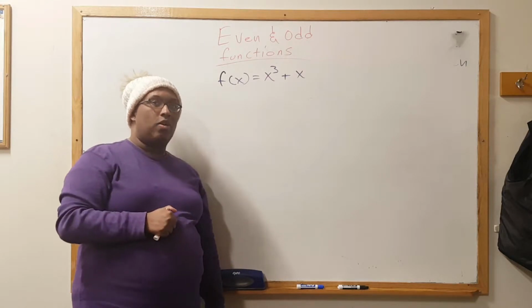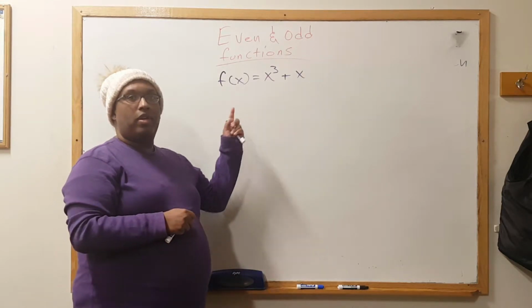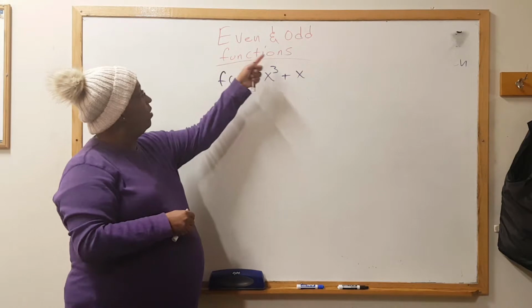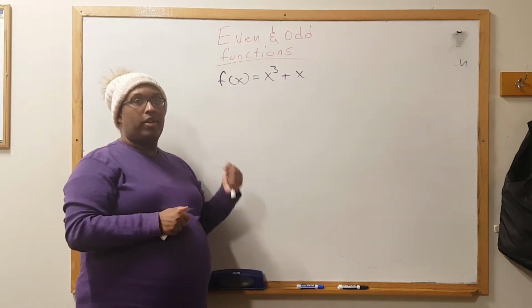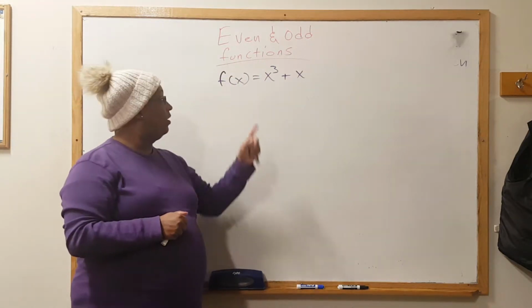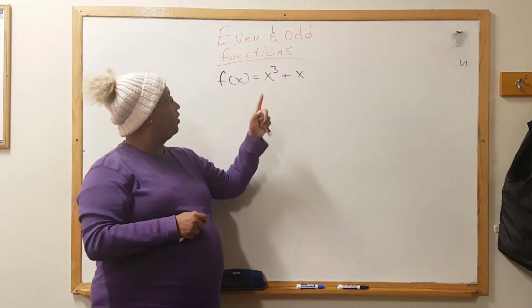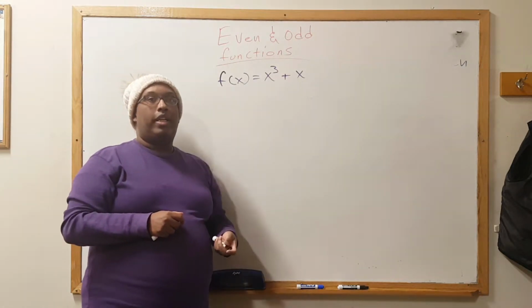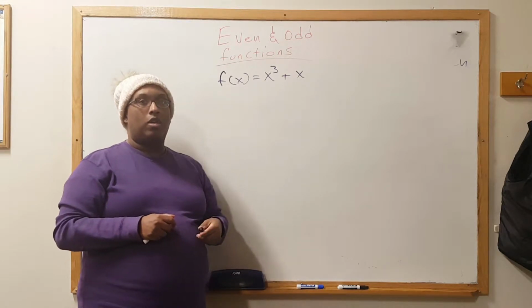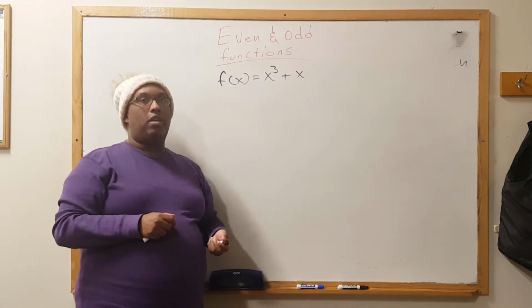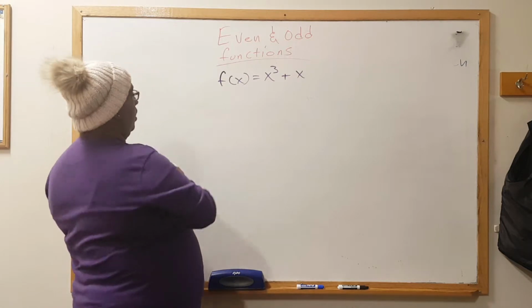Welcome back, trio. Here we are with another example. Again, we're still going over even and odd functions. We found out that first example was even. Now we're going to check this example. f of x equals x cubed plus x. The key to find out if it's even or odd is to plug in negative x. So let's do that.